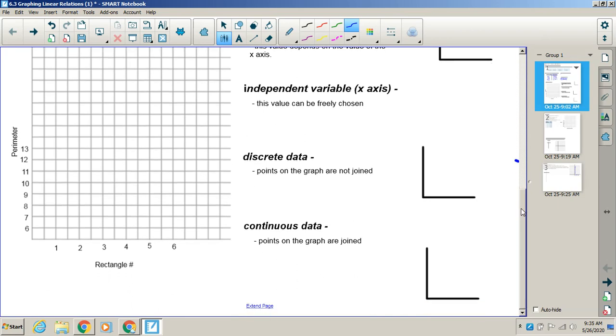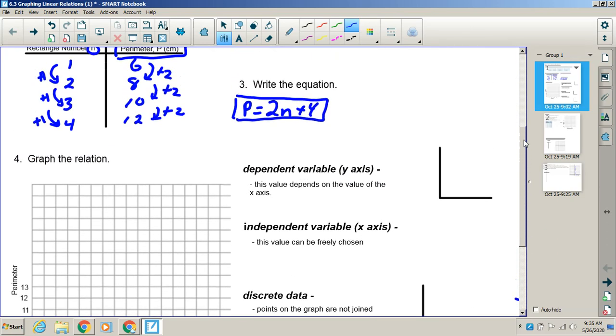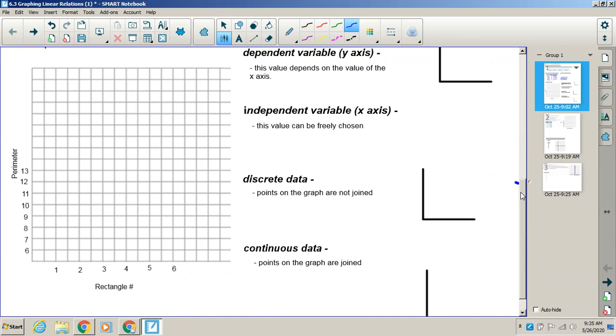So what we'll do is plot these points, and these are just ordered pairs. In our table of values, my first point has rectangle number 1 and a perimeter of 6. So here's rectangle number 1, and my perimeter of 6 is right here.